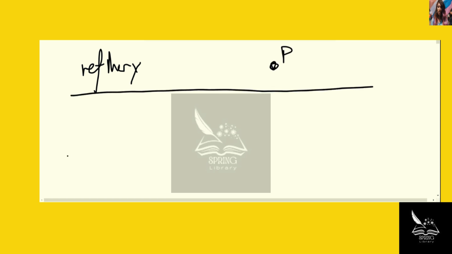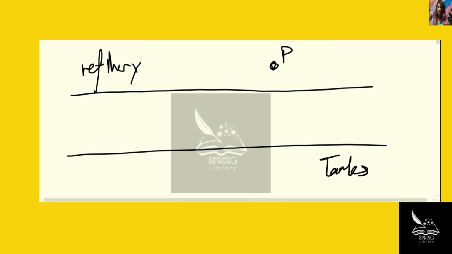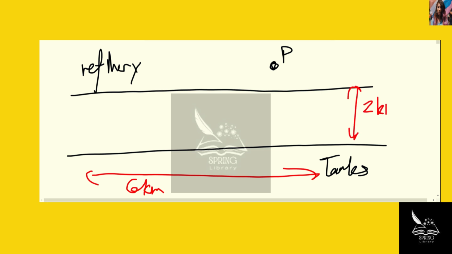Once again, to understand, let's draw us a quick diagram. So we have our refinery here on the north bank of the river. Then we have a point P here, somewhere still on the north bank of the river. And then we have our tanks here on the south bank of the river. Now, the refinery and the tanks are 6 kilometers apart. The river has a width of 2 kilometers.